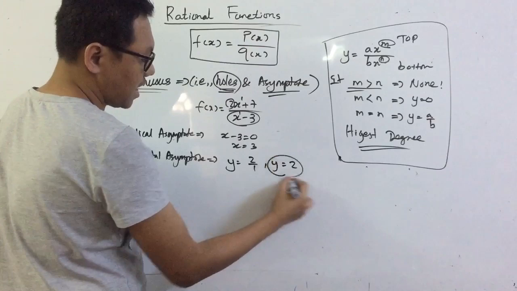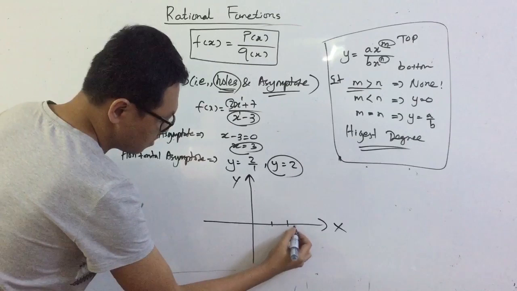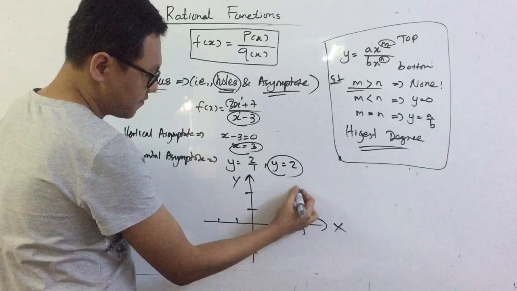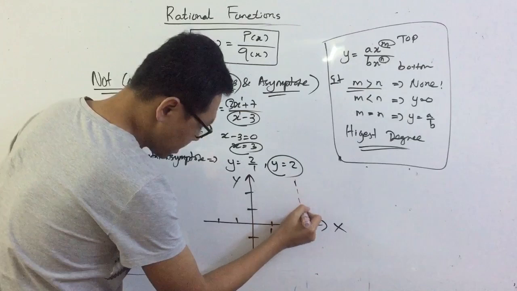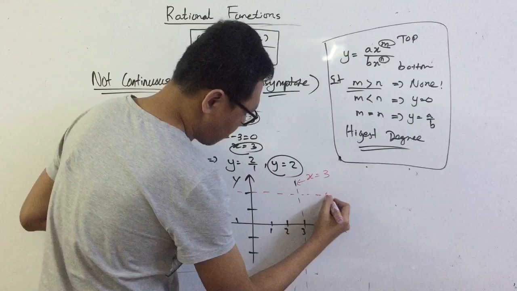Okay, let's draw the graph. X, y. 1, 2, 3, minus 1, minus 2. Okay, so the vertical asymptote is 3. So vertical asymptote is x is equal to 3. It is here. Let me use another color. So this is the vertical asymptote, which is x is equal to 3. And then the horizontal asymptote, y is equal to 2. So the horizontal asymptote is here. So y is equal to 2, this is the horizontal asymptote.